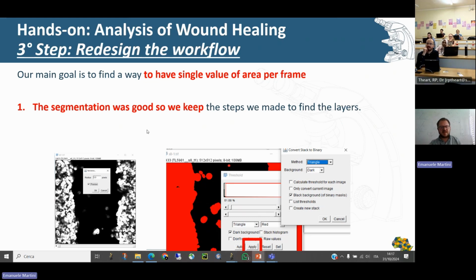So in our case, the segmentation was good, no? So the segmentation was good. We keep it, okay? That one was perfect. Our cell layers were perfectly identified. So the problem is not there, okay?